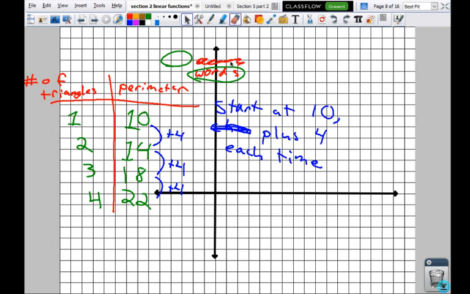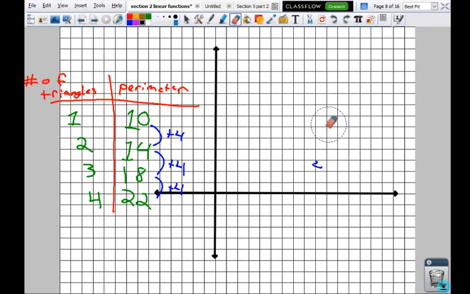Give me 1 second. Let me just get rid of all this extra stuff.